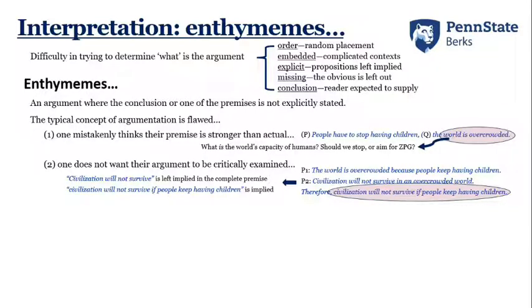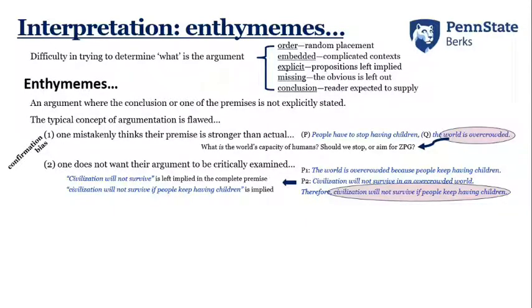And then the full idea of the implication of the premise or the conclusion: civilization will not survive if people keep having children. Now, they may not feel that their initial argument was strong enough, so they're going to leave that part out, and hopefully you'll share a bias with them or simply not critically examine their argument, and then from there, perhaps they would at least feel that they've won.